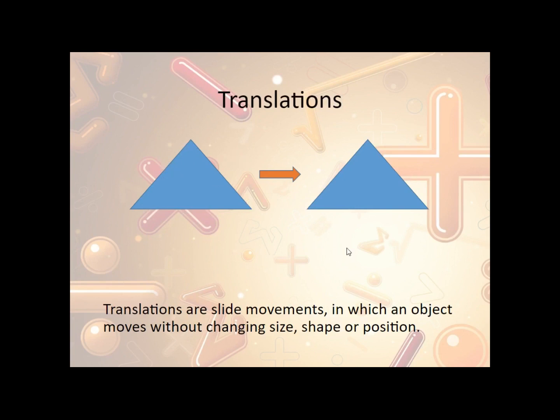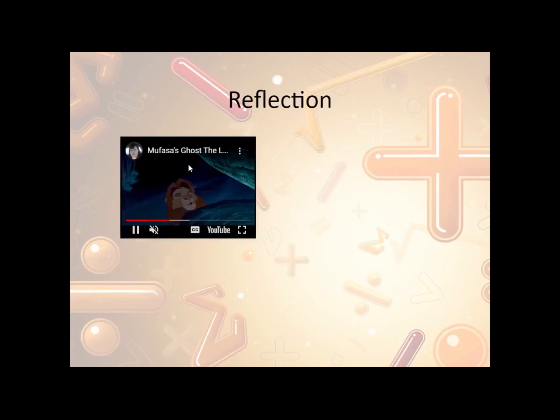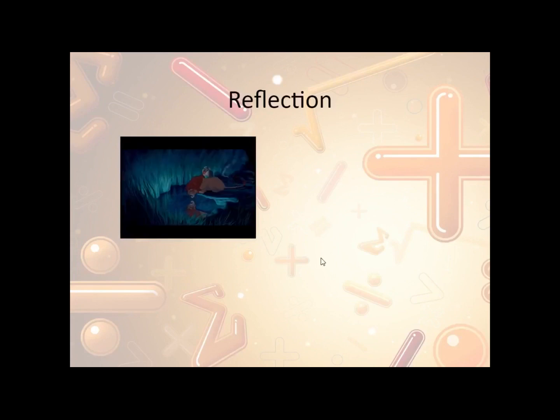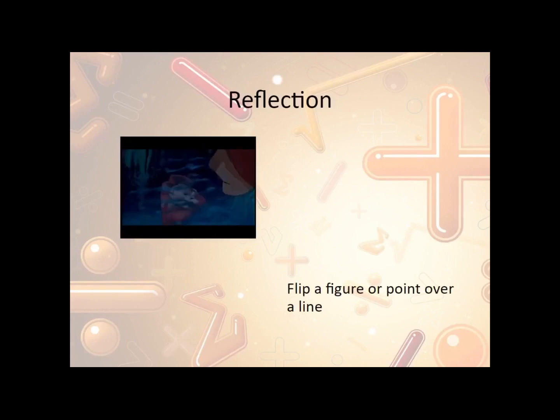It just slides around. Now here's a little video of Simba looking at his reflection in the water. So that's what a reflection is. Reflections occur when we flip a figure over a point or a line.